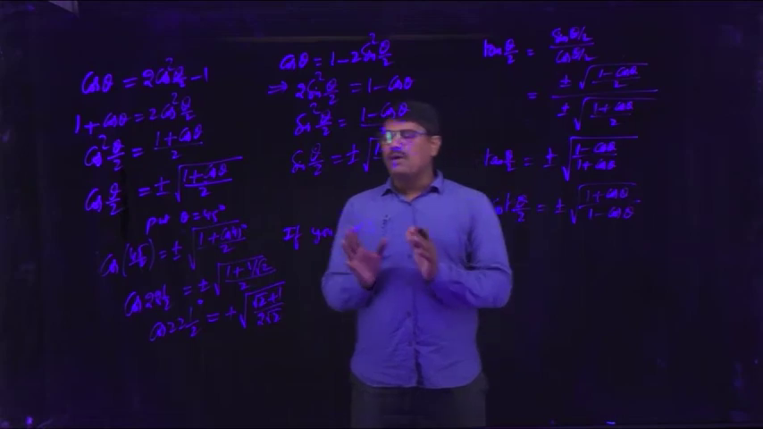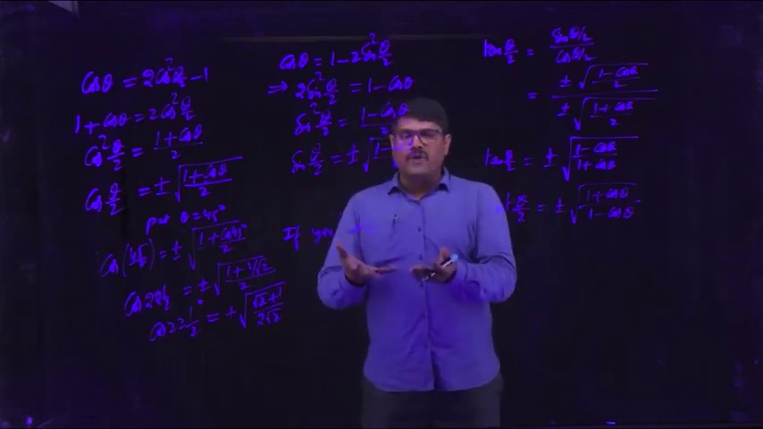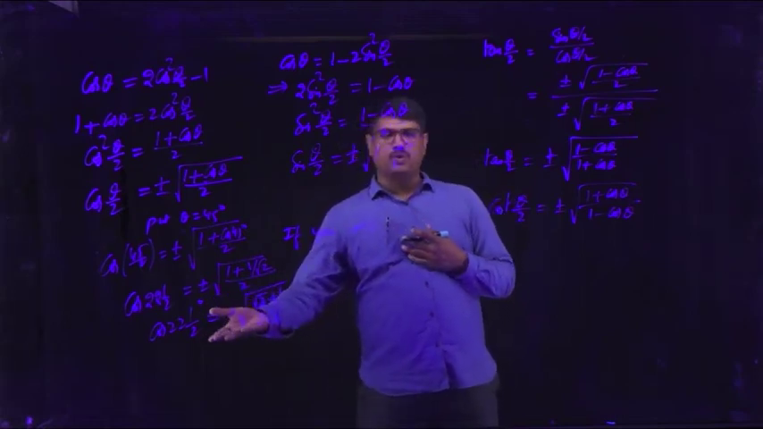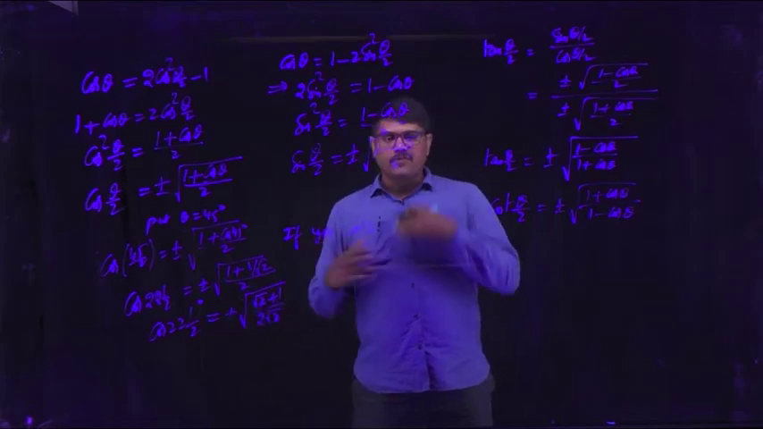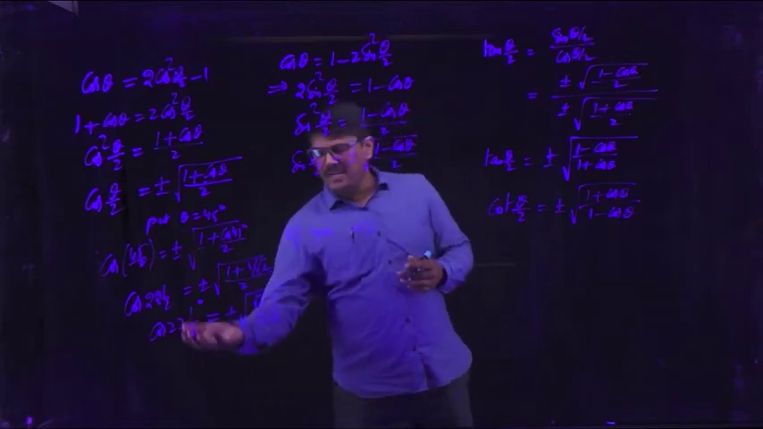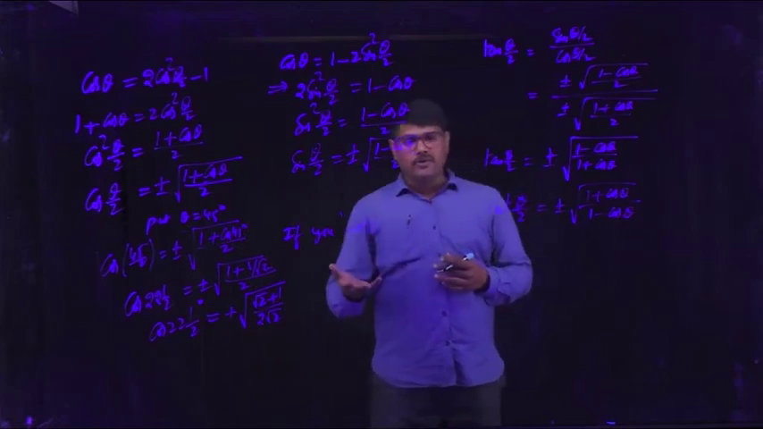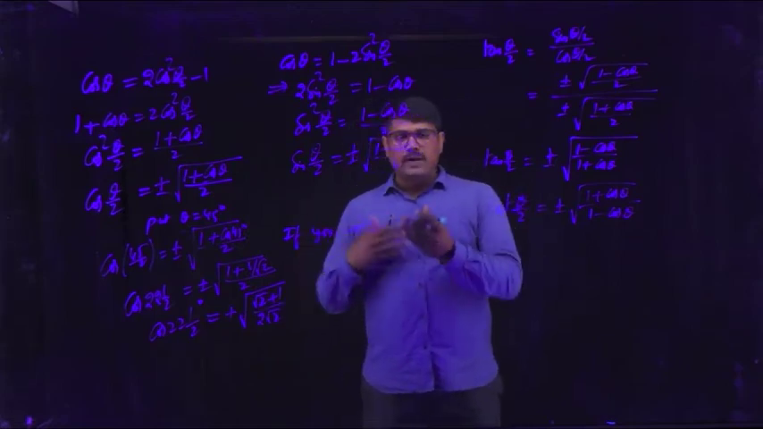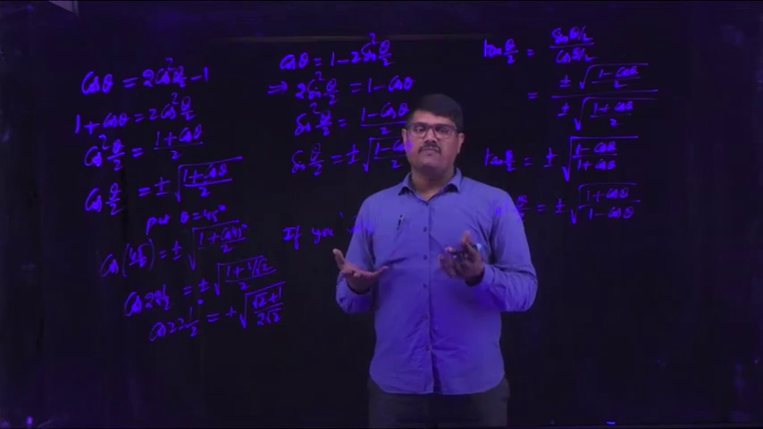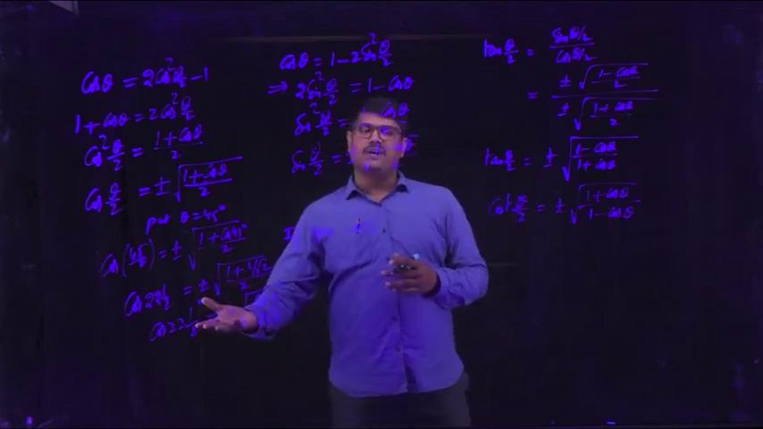So you have an idea how, if you know 45 degrees, you can find 22.5. If you know 30 degrees, you can find 15 degrees using these formulas. Again, if you know the value of 15 degrees, what is the half of 15? 7.5. So you are able to find 7.5.